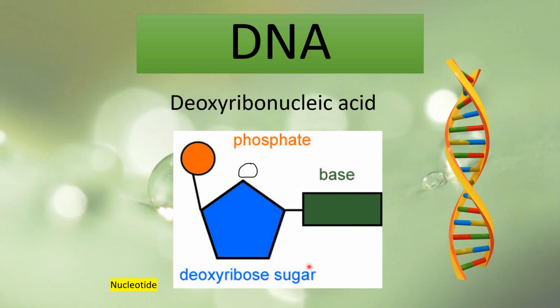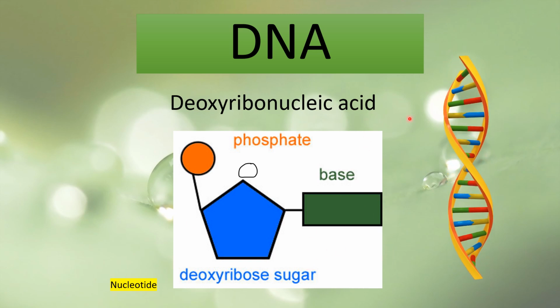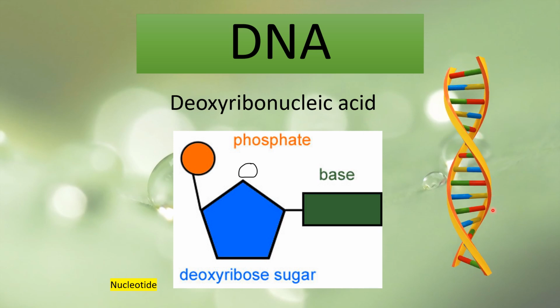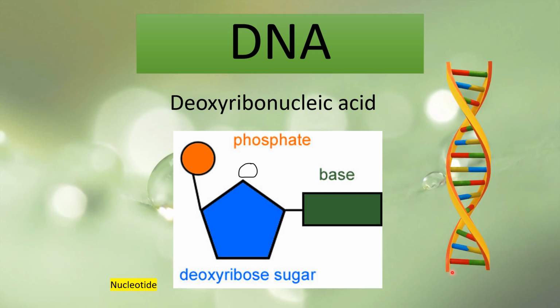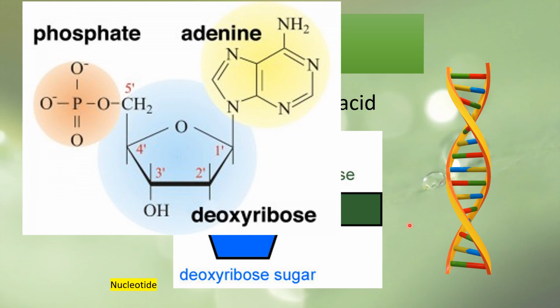Now these nucleotides continuously repeat to form this beautiful structure. Now let's take a closer look at one nucleotide. Here we can see that the sugar contains a 5-carbon chain.